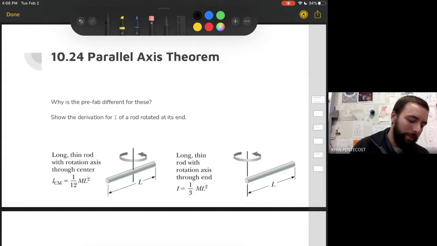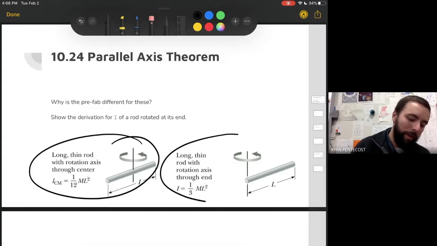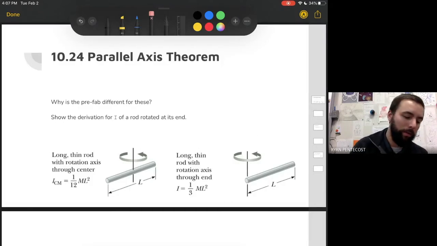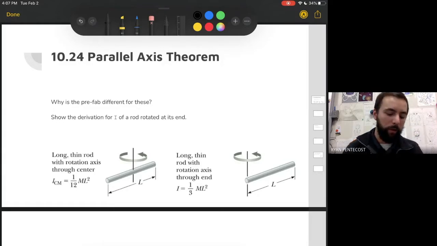We have two different prefactors, right? We've got a long thin rod with the rotational axis through the center. Then we have a long thin rod where the rotational axis is through the end. If it's through the center, you've got a moment of inertia of 1/12 ml squared. And if it's through the end, you have 1/3 ml squared.